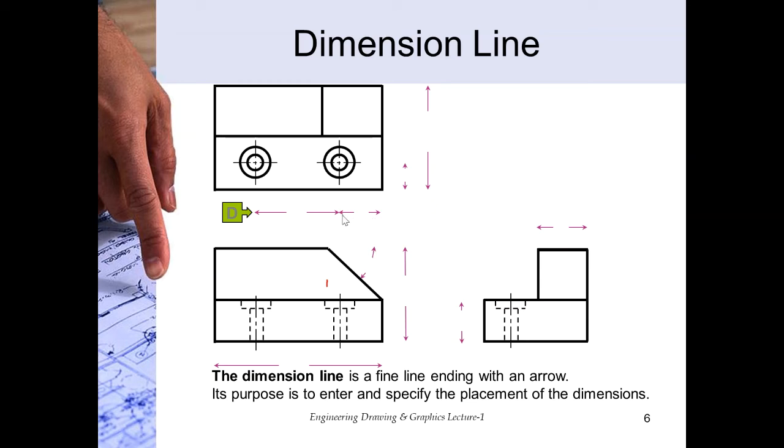But the problem here is that these dimension lines cannot specify what you are giving the dimension of, unless there is an extension line with it. For example, all these dimension lines are given, but you don't exactly know what they represent. But when you add an extension line with it, you will understand what these dimension lines represent. So basically, a dimension line is a fine line ending with an arrow. The purpose is to enter and specify the placement of dimensions. It only tells you where your dimensions are being placed, and from which extent to which extent the given dimension is.